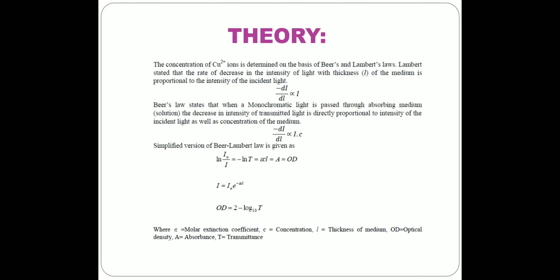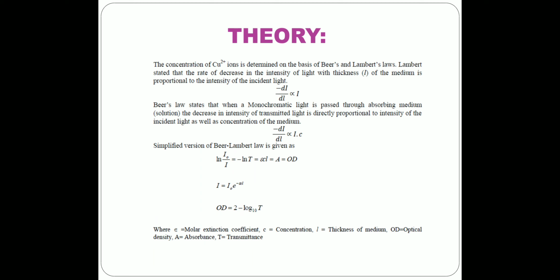The theory of the experiment: basically we are going to determine the copper ion concentration with the help of the Beer-Lambert law. We know that every molecular species is capable of absorbing certain characteristic wavelengths of electromagnetic radiation. When these radiations are passed through a sample of a compound, some of the frequencies are absorbed while some other frequencies are transmitted through the sample without being absorbed.